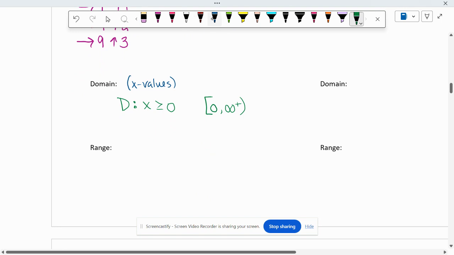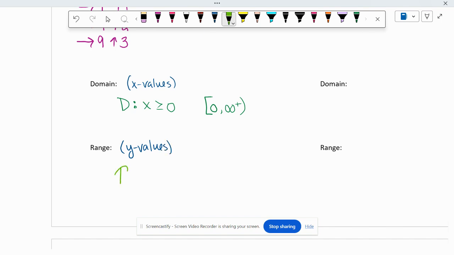Well, what about the range? The range is the y values. Range stands for the y values. And I also notice with my range that my y values are also greater than or equal to 0. So y is greater than or equal to 0. Same kind of idea with interval notation: 0 all the way up to positive infinity. Remember, the bracket means that it's included. The parenthesis means it's not included.